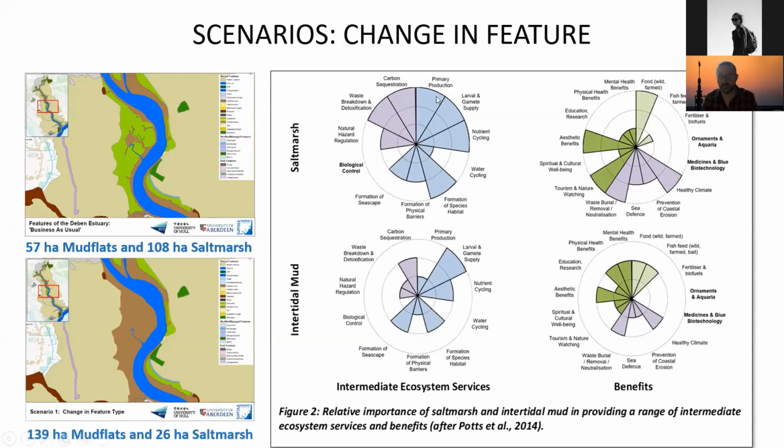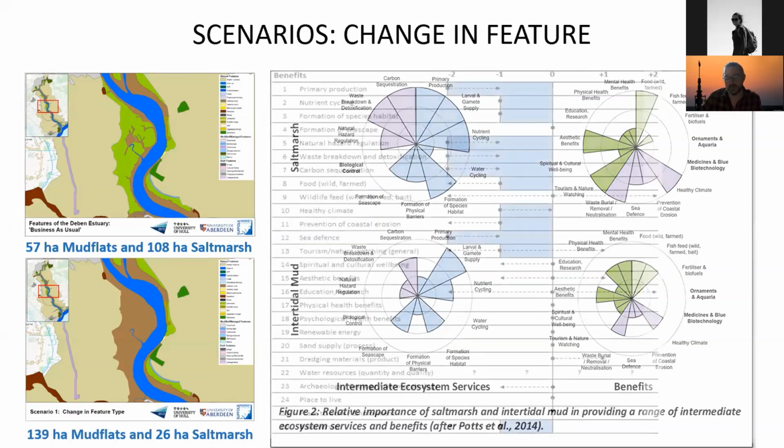On the left-hand side are the intermediate services, and on the right-hand side are the benefits. And then we'd look at how those benefits would change from the salt marsh system to an intertidal mud dominated system. And so you would expect to see various changes across different benefits there. And we discussed these with the stakeholders around the table.